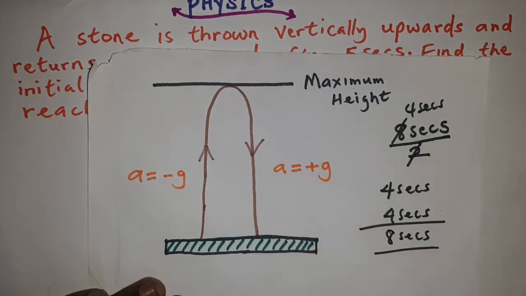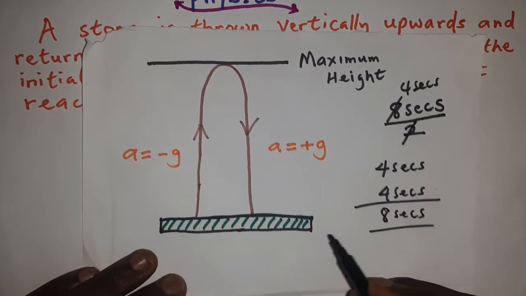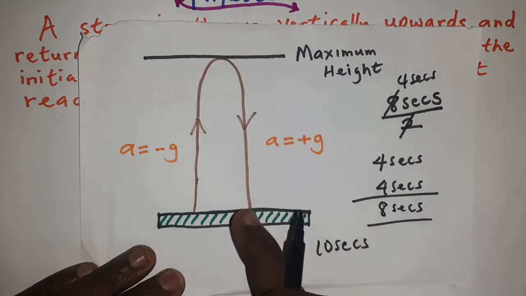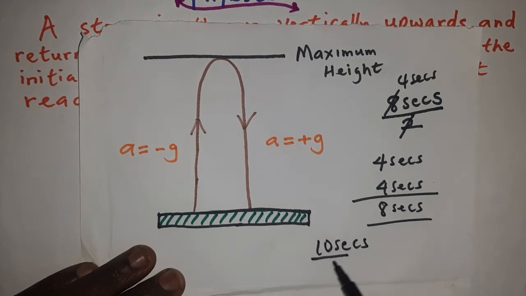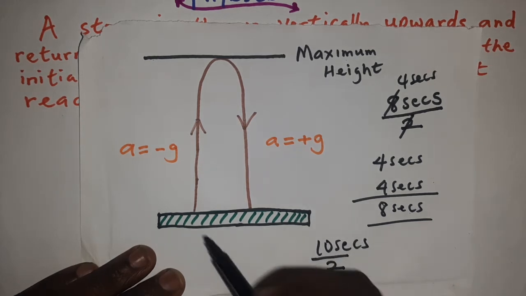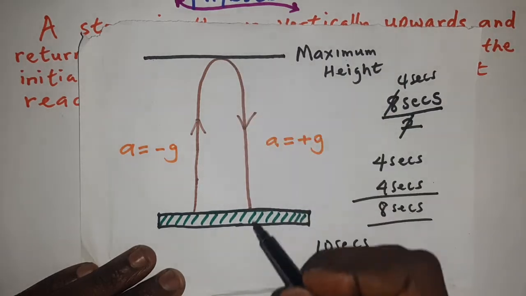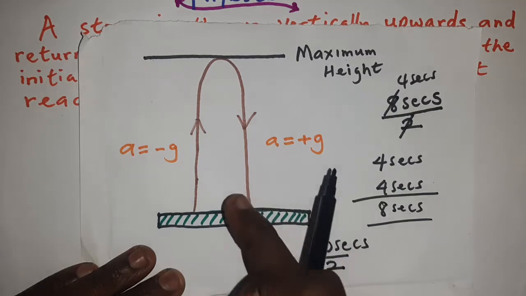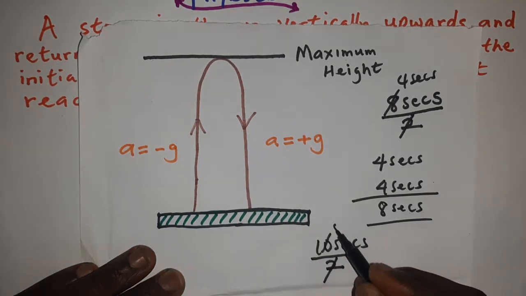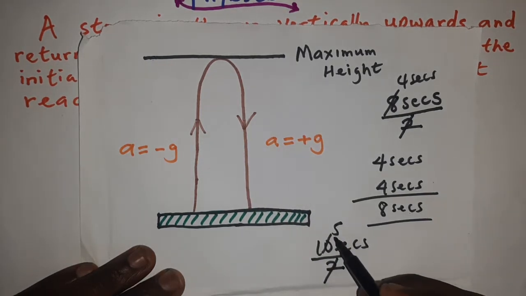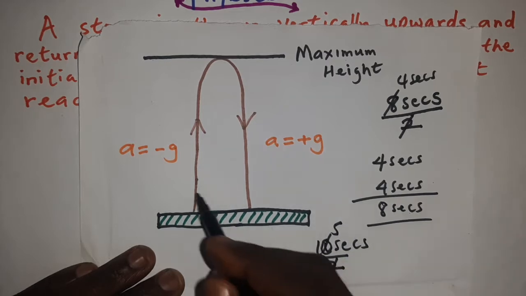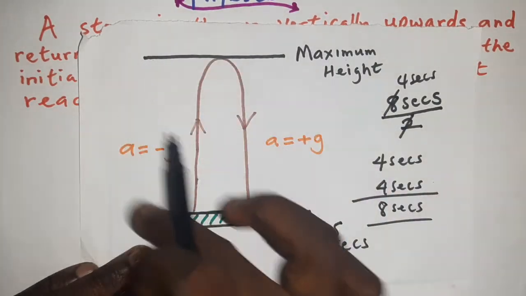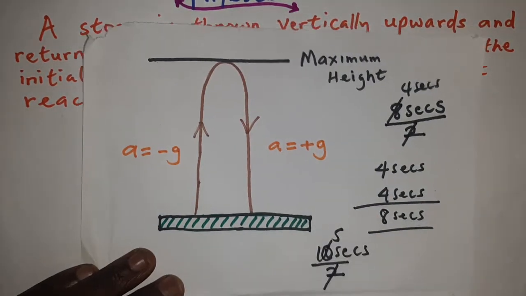Even if you change your mind and say, okay, this time around it spends 10 seconds going up and coming down, then just divide the 10 by 2 to find out the time it will take to go up alone and come down alone. So if it spends 10 seconds going up and coming down, then divide 10 by 2, you get 5. It then means that it spends 5 seconds going up and the remaining 5 seconds coming down to give a total of the whole 10 seconds. So that's the logic here.